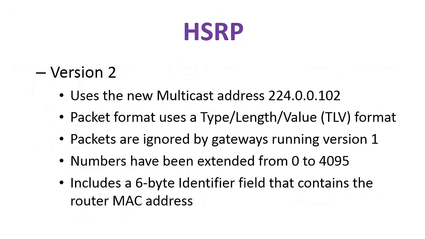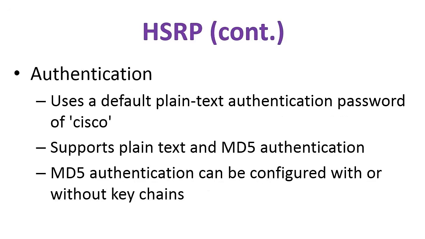And then there's version 2. Some updates to version 2. It uses a new multicast address, among many other things that you can see here. Finally, HSRP authentication gives you the option of plain text or MD5 authentication. MD5 authentication can be configured with or without keychains.